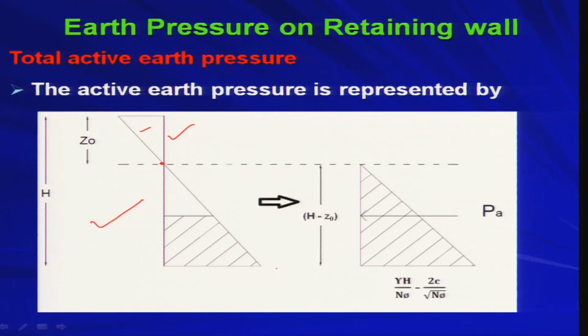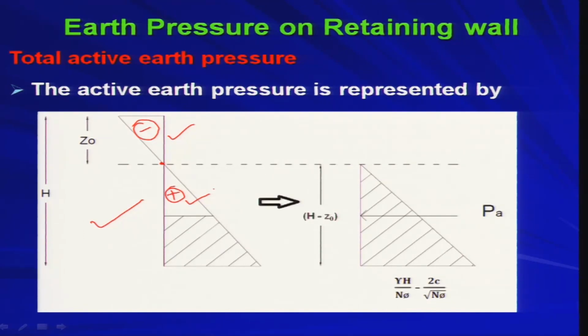Ultimately, this negative pressure and this positive pressure are symmetrical. Up to z equal to z naught, whatever negative pressure you get will be simply equal to the compressive stress coming within this zone, and they cancel each other. That is why virtually you are not getting any pressure on the wall.